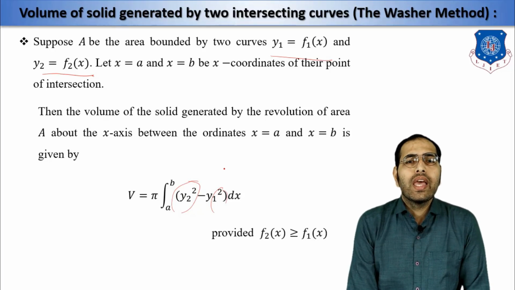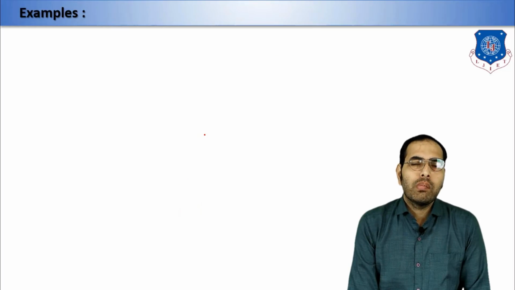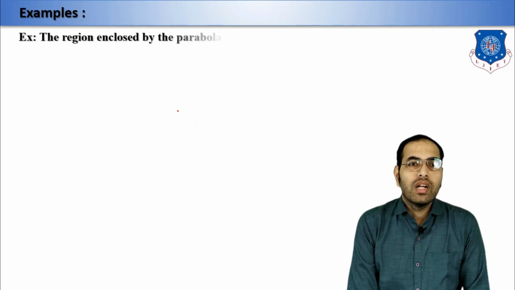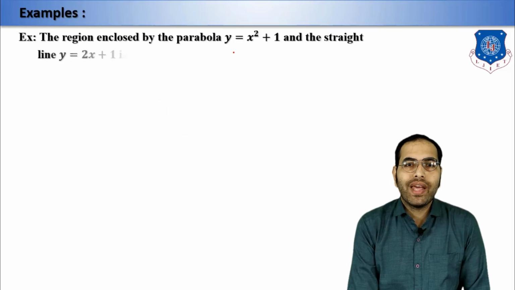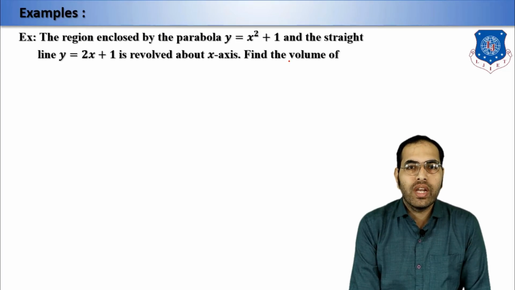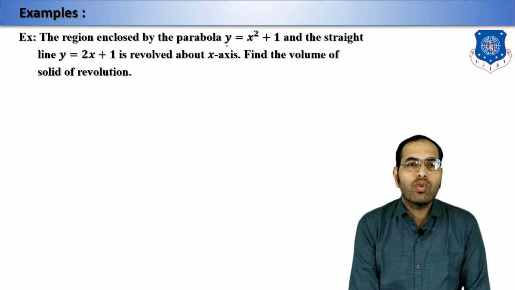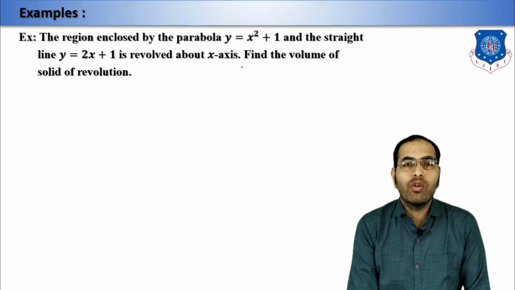Let's see the next example based on the washer method. The region enclosed by the parabola y equals x square plus 1 and the straight line y equals 2x plus 1 is revolved about the x-axis. Find the volume of the solid of revolution.